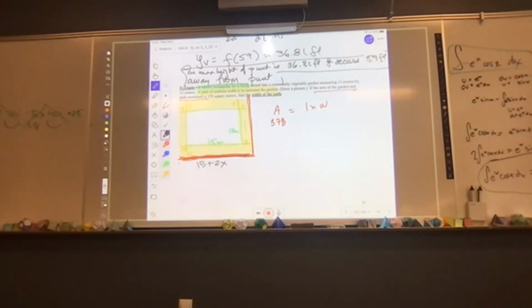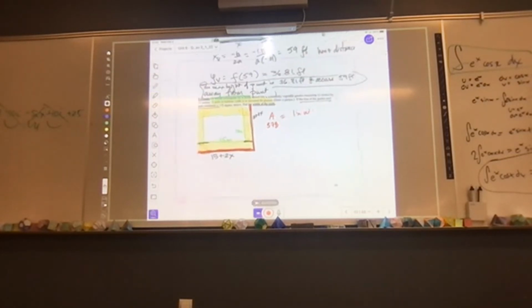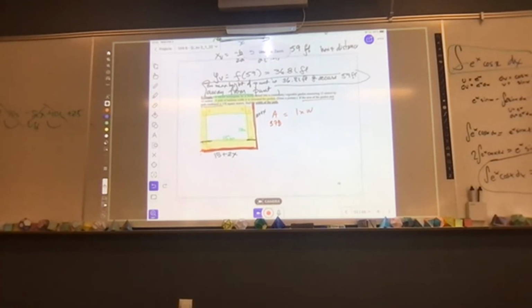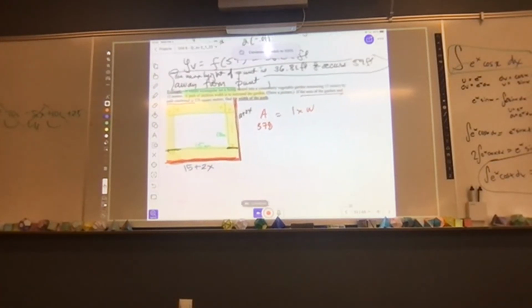Yeah. And the width of this? 12 plus 2x. Wait, why 2x? Because I have an x here and I have an x here, on either side. I have 15, plus an x, plus another x. Yeah. Okay, so now I can rewrite this as 15 plus 2x times the new width 12 plus 2x.